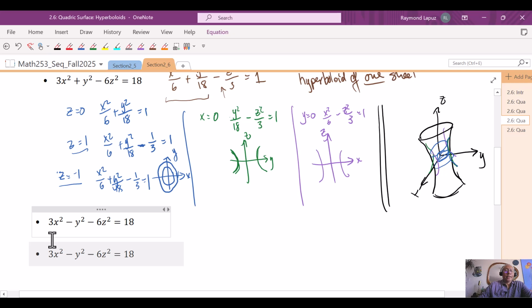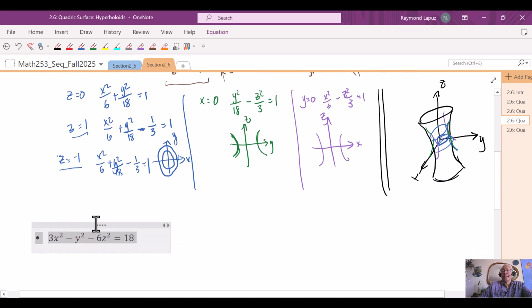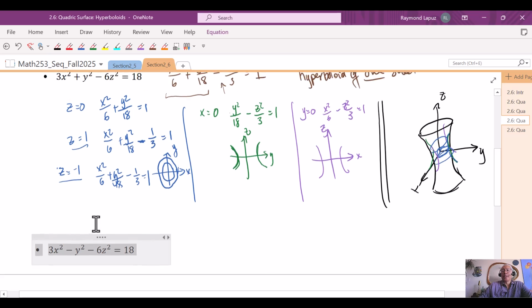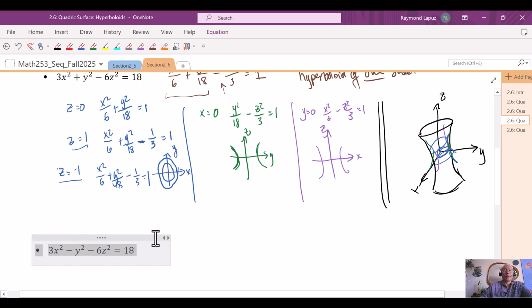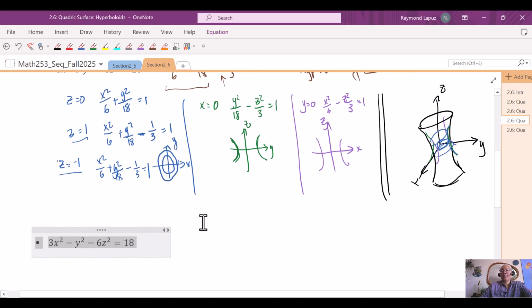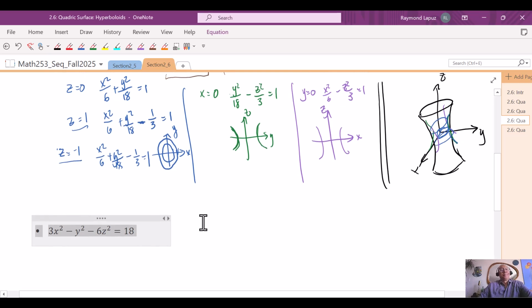So now let's do our other example, and thinking ahead, if we have a hyperboloid of one sheet that looks like a silo, a hyperboloid of 2 sheets would probably be 2 different hyperboloids, or 2 paraboloid shapes that open up into hyperboloids. Alright, let's take a look at this example.